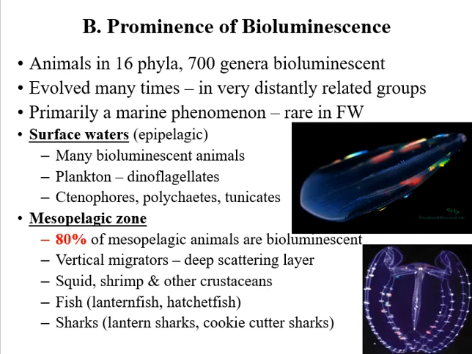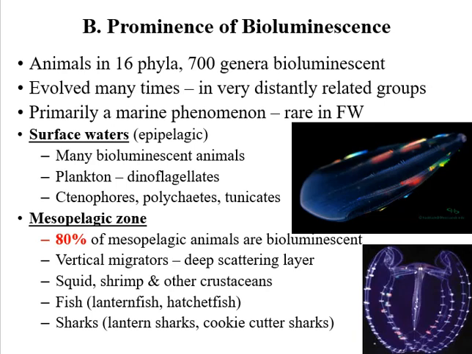So 16 different phyla. We didn't even look at that many in this class. We looked at 10 phyla, maybe. 700 genera contain species that are bioluminescent. It evolved a number of times in groups that aren't even closely related to one another. A huge number of bioluminescent organisms are in the ocean. I mentioned some of those on land. There are some common ones: fireflies, if you've ever seen fireflies, very, very interesting to see.